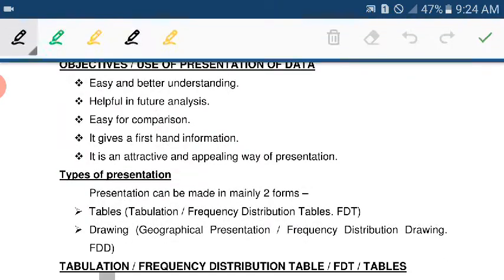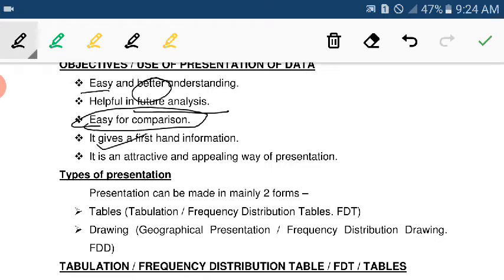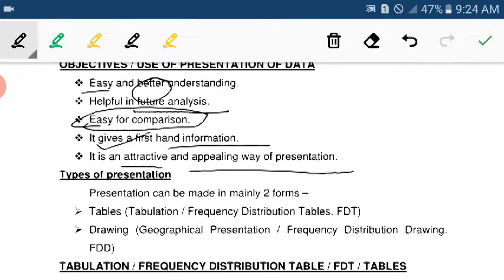What is the objective and the use of presentation of data? Easy and for better understanding, helpful in future analysis, easy for comparison. It gives first hand information. It is an attractive and appealing way of presentation.